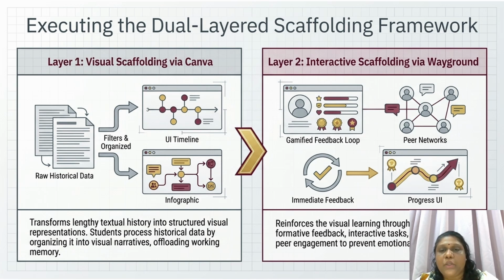Then we see the interactive scaffolding via Baamboozle, the gamification and the feedback loop. For example, when we use Baamboozle in the computer lab, each student is given a notebook, they answer in their notebook, and then the teacher can show the marks. It makes students more interested when teaching using Baamboozle. This reinforces visual learning for formative and interactive tasks.